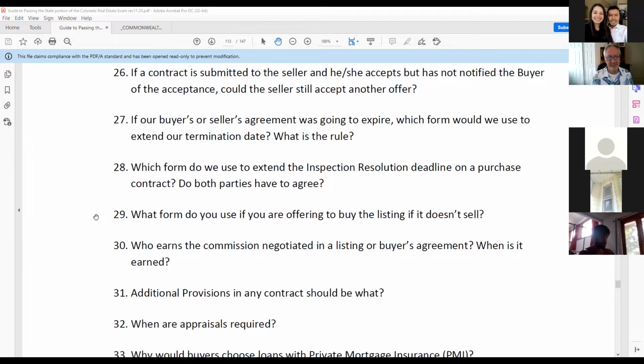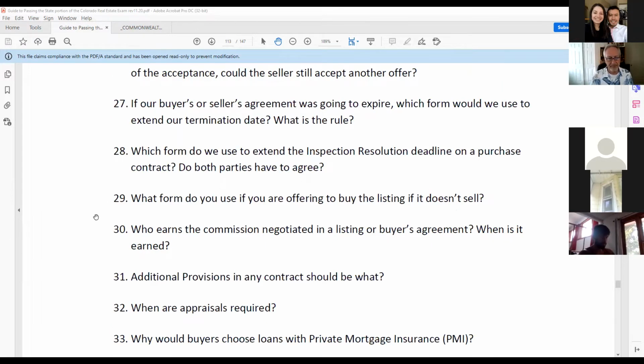Okay. I just want to make sure. I went to the Monday class for that one, but I just wanted to make sure. Yep, two separate forms.